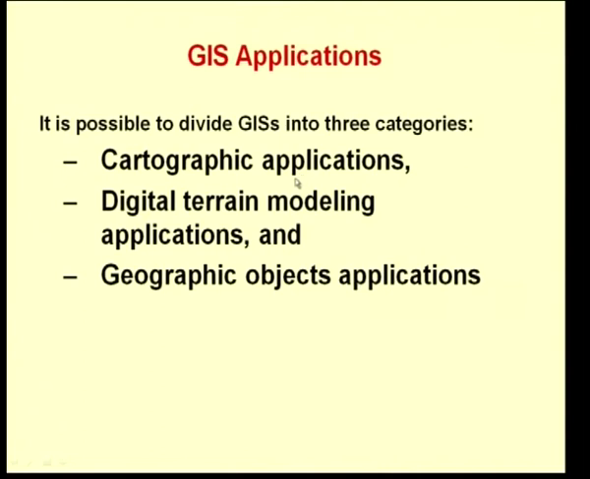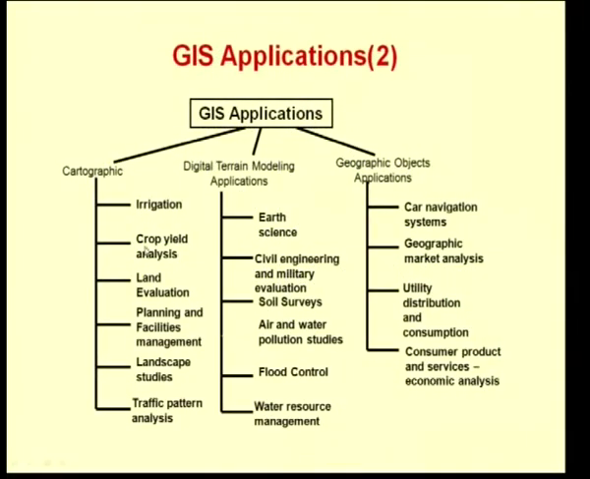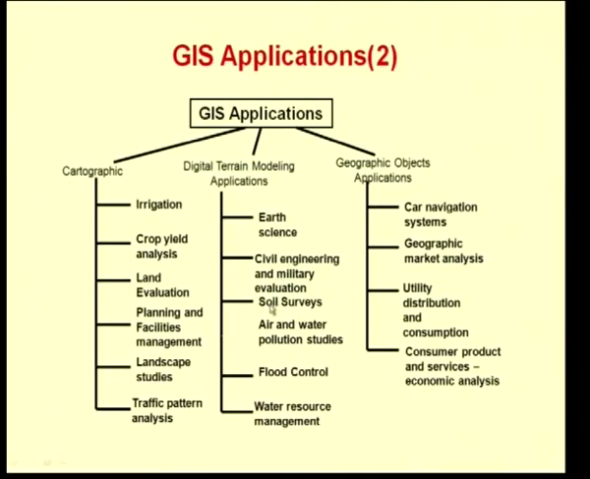When you talk of GIS applications, there are three categories of application. One is cartographic, which is based on the map, digital terrain modeling and application, soil conditions, rivers and so on, and geographic object applications. If you look at these applications, you can divide them: cartographic irrigation, crop yield analysis, land evaluation, planning and facilities management, landscape studies, traffic pattern analysis. These are all based on space more or less. Then there are digital terrain, earth science, civil engineering, soil surveys, air and water pollution studies, flood control and water resource management.